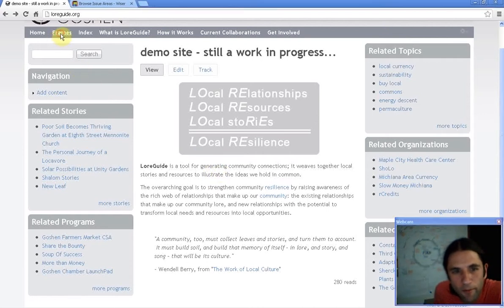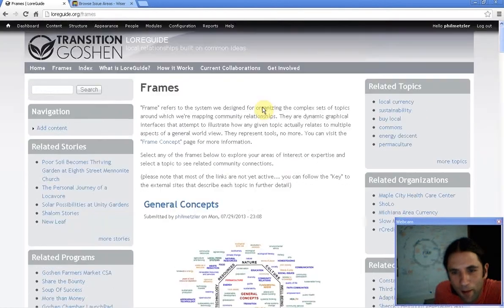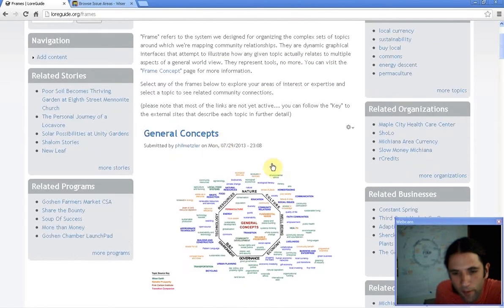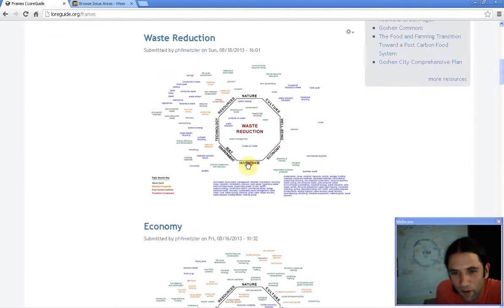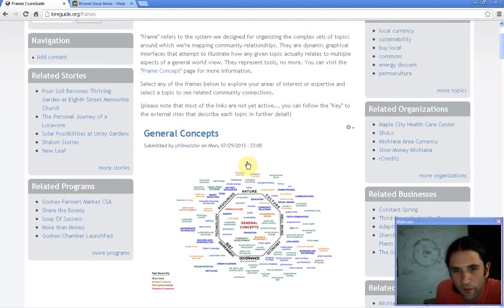So if you go up to frames and click on that tab, you'll start to get a bit of information about what we're trying to do with them and what they represent, as well as a listing of all the frames that we have put in so far.